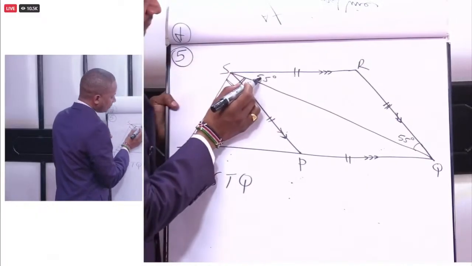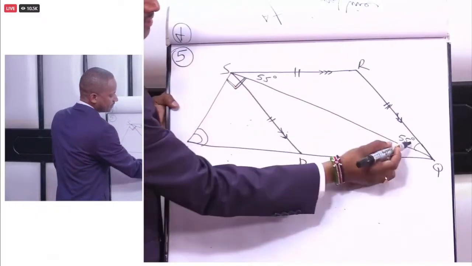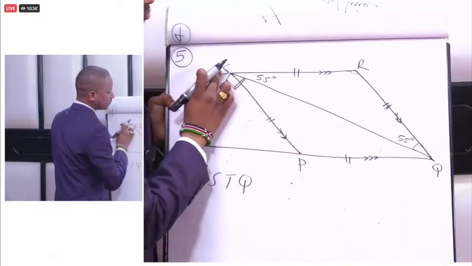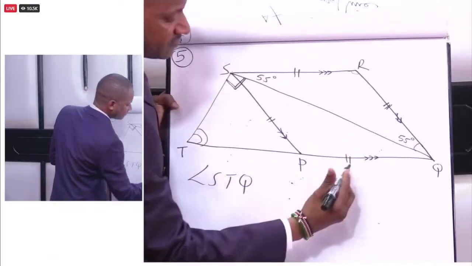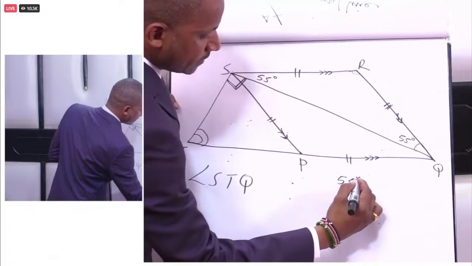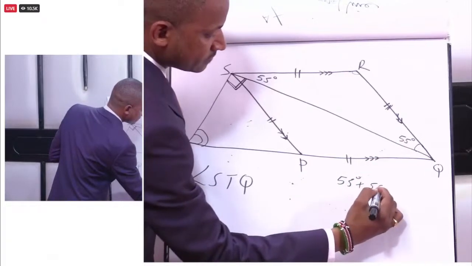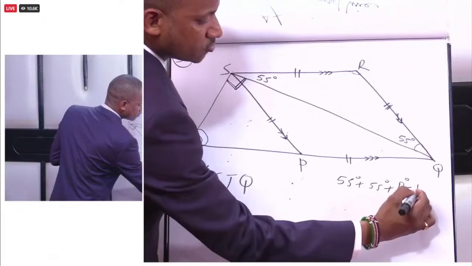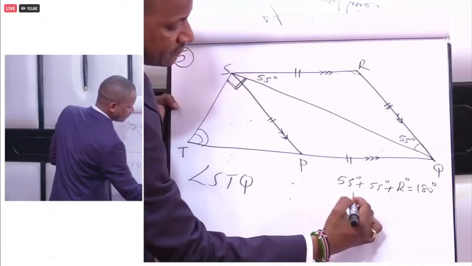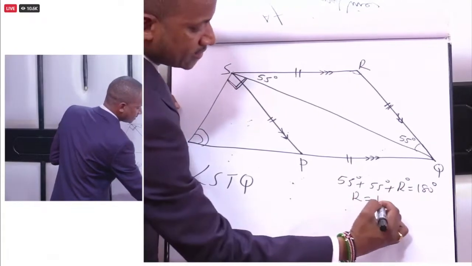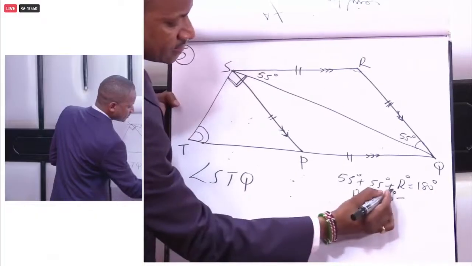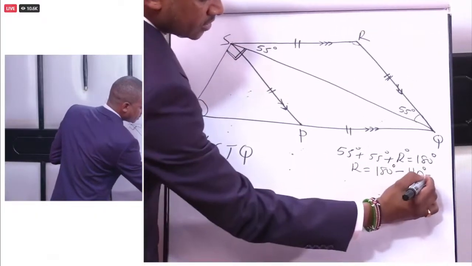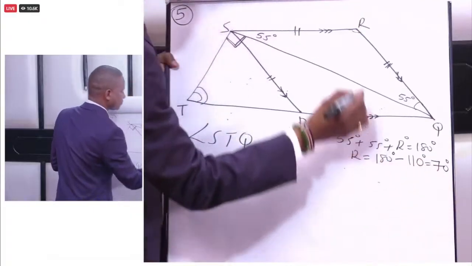So if this is 55, this is 55, you can easily get this because angles in a triangle add up to 180 degrees. So it becomes 55 degrees plus 55 degrees plus, let's say this is angle R, equals 180 degrees. Therefore, angle R equals 180 minus 110, which is 70 degrees. So this is 70 degrees.